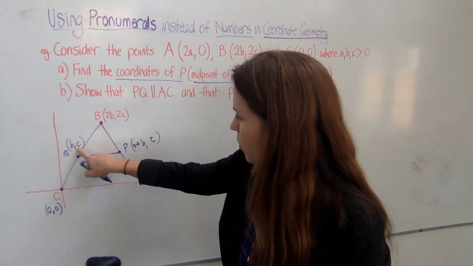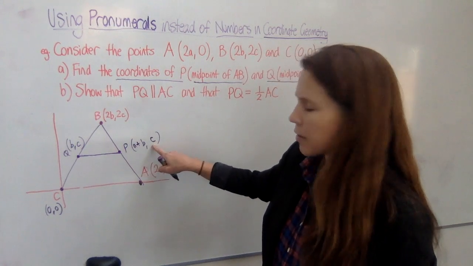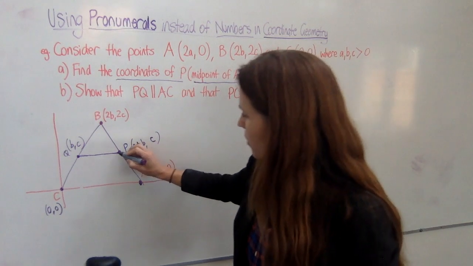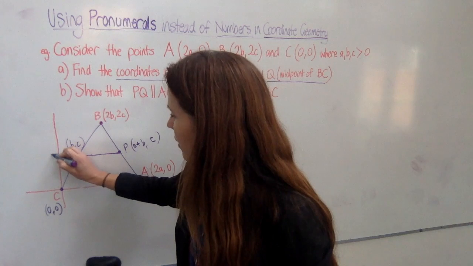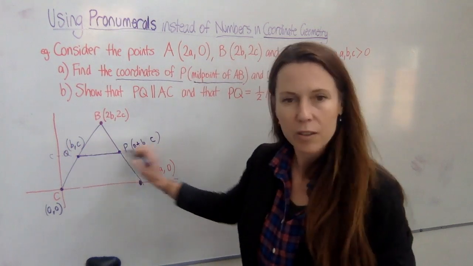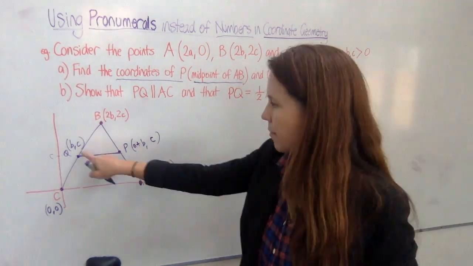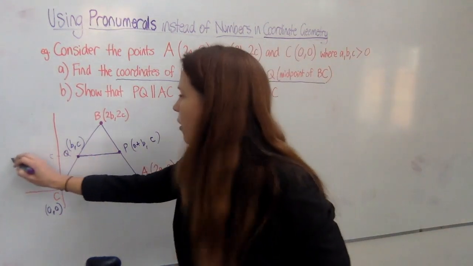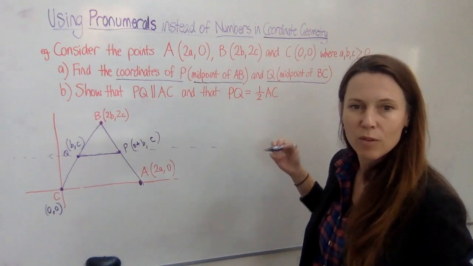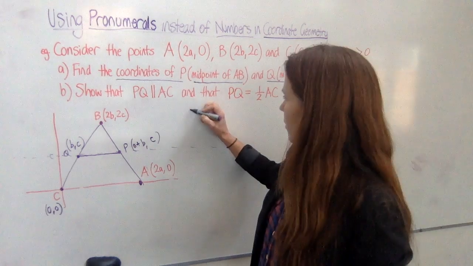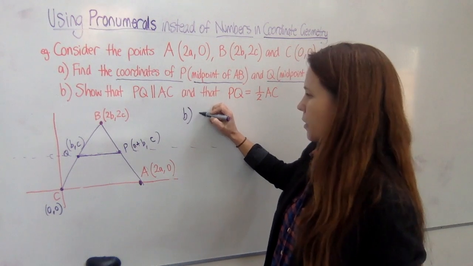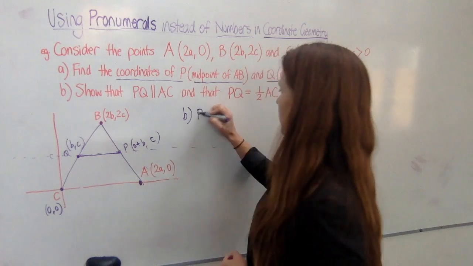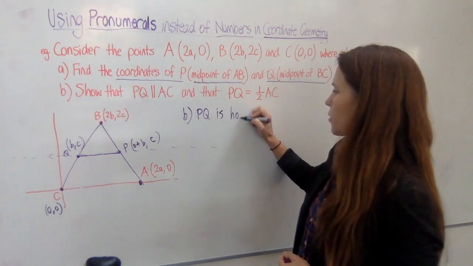Now, the y value here is c, and the y value of this one is also c, which means both of these are lining up with the c, aren't they? So this is a horizontal line, and how can I tell? Well, y equals c for both of them, and that is the very definition of a horizontal line, y equals c, that goes right through. So I can write here for part B, PQ is horizontal.